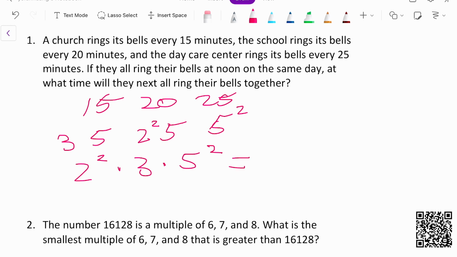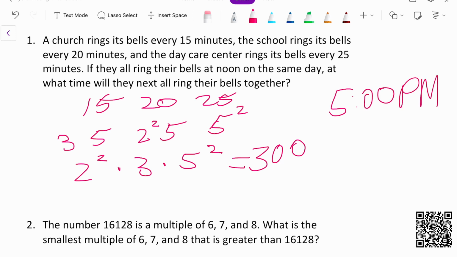So 5 to the power of 2 is 25, times 2 to the power of 2, which is 4, so that's 100, so 300. But as I said, this is in minutes, so you have to convert it to hours, in which you would divide by 60. So then that would be 5. So plus 5 hours, it would be at 5 p.m. exactly.